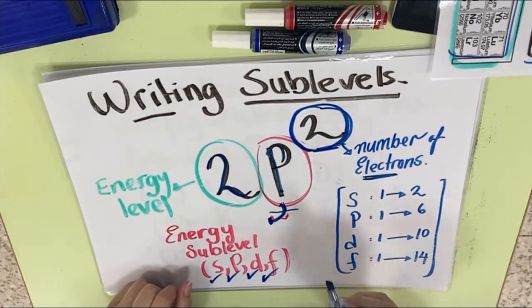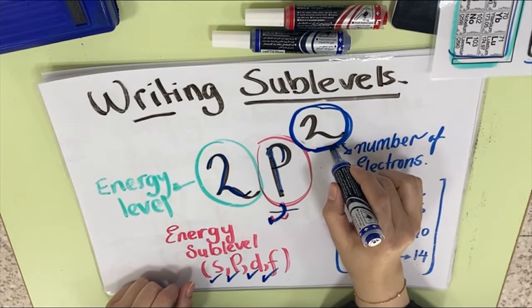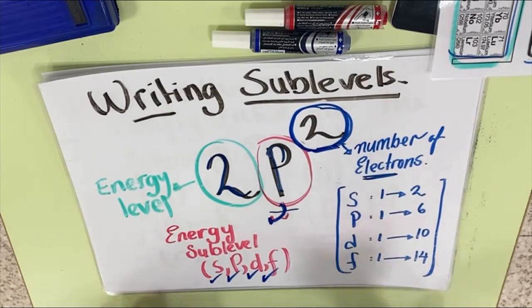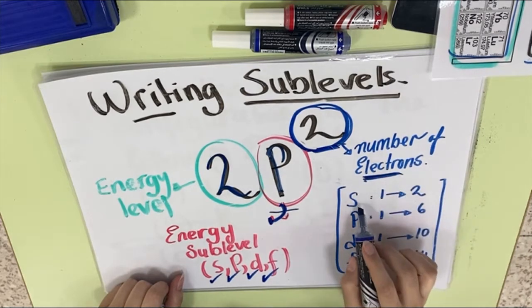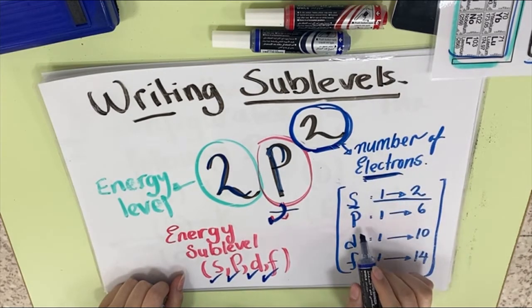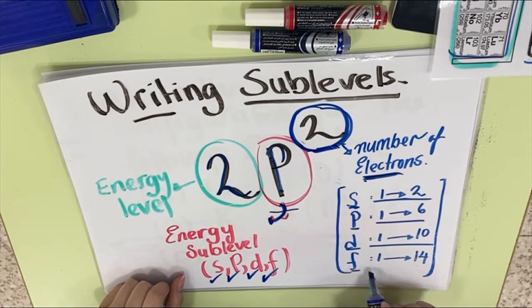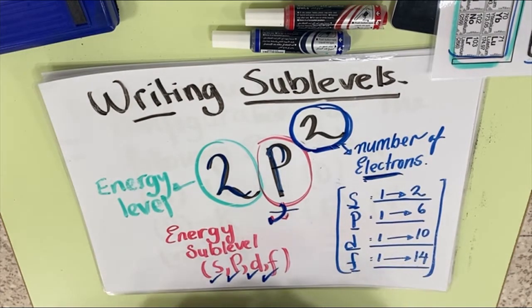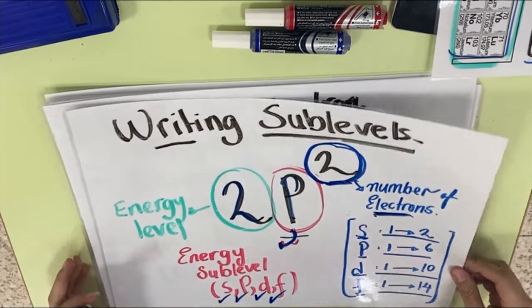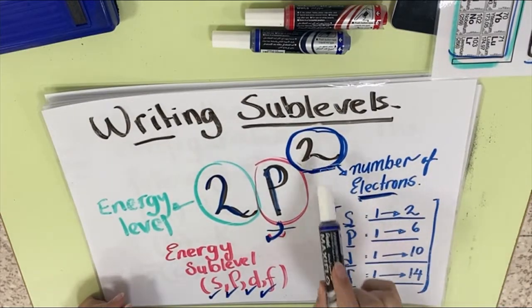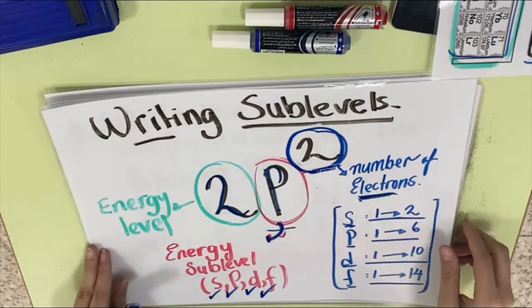Keep in mind, the number of electrons should equal the total number of electrons present in the periodic table. The number of electrons for the S block can be 1 to 2, P block 1 to 6, D block 1 to 10, and F block 1 to 14. Let's practice, but keep in mind the number of electrons at the top should equal the total number of electrons in the periodic table.